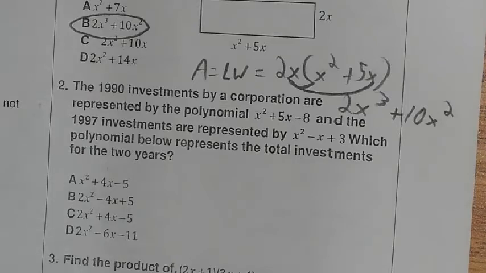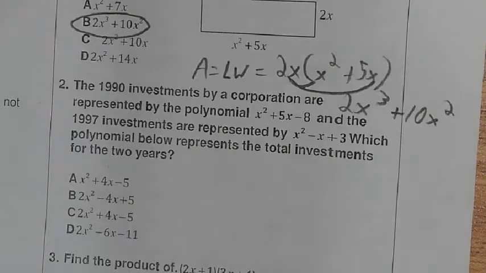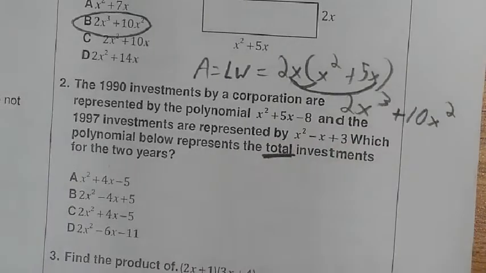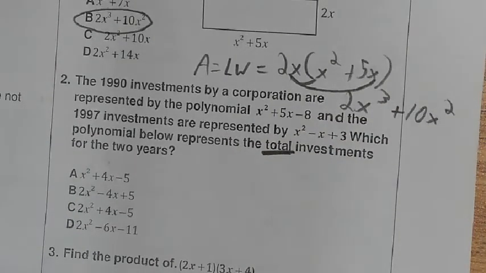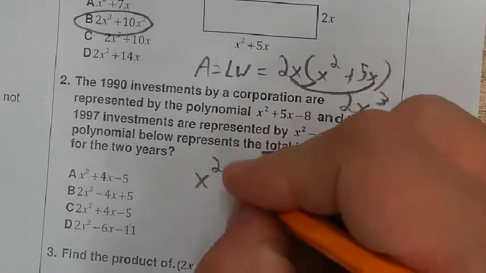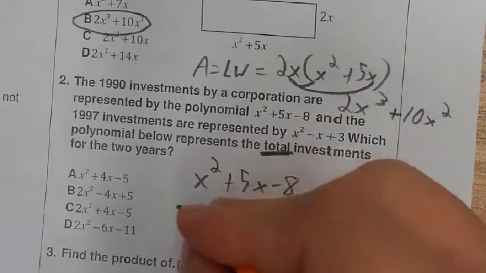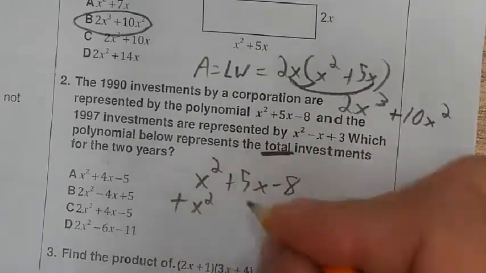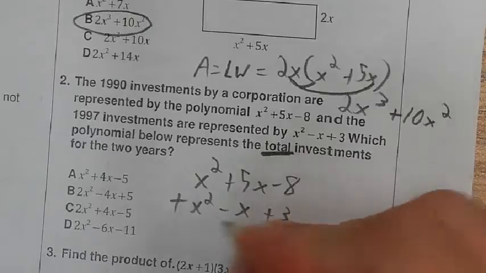All right, number 2. The 1990 investments by a corporation are represented by the polynomial x squared plus 5x minus 8, and the 1997 investments are represented by x squared minus x plus 3. Which polynomial below represents the total investments over the 2 years? So who could tell me what this word total means? Does that mean addition, subtraction? Yeah, addition. So we're going to add those two together. So the way I would do that is I would put the first one, x squared plus 5x minus 8, and then add the second one, x squared minus x plus 3.